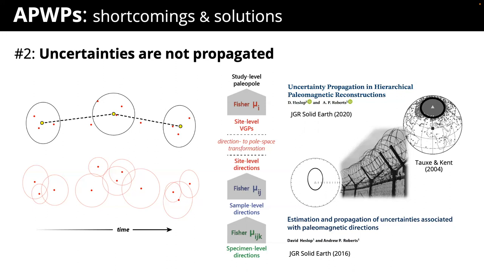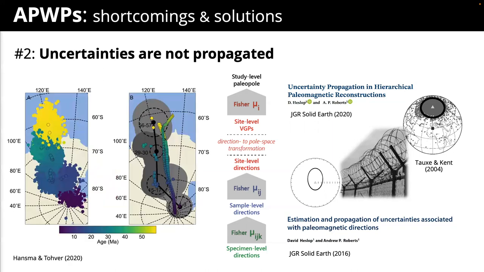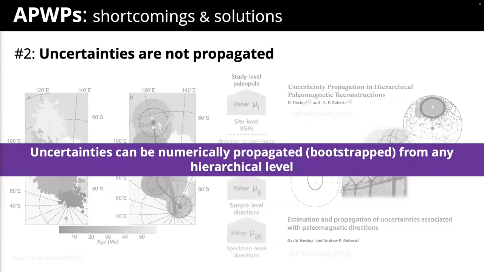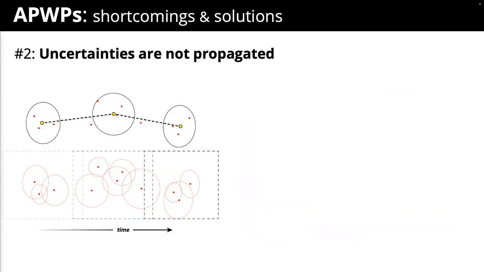So what are we going to do about this? Well, there's no reason why we can't continue to numerically propagate in the same way that Hansma and Tauxe have from the study level all the way through this hierarchical network, right? Okay, so uncertainties can be numerically propagated, bootstrapped, from any hierarchical level, at least in principle. So that was in space.